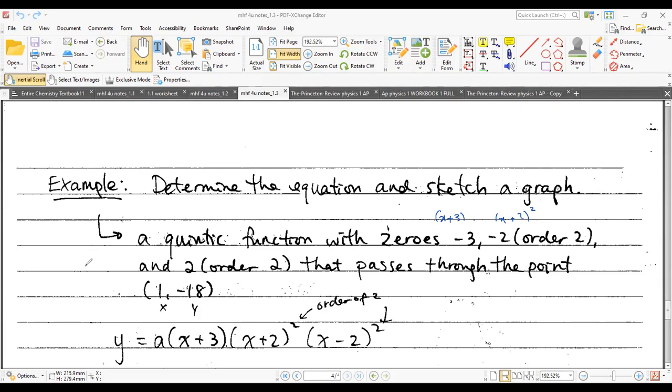And for this one, should be x minus 2, right? Because this is positive 2, here put negative. Order 2 means the power here is going to be power 2. Now this is the general form, x plus 3, the first one. There's x plus 2 power 2, the second one, and you multiply this by the third bracket, and a. To find a, instead of the x, I have to put what? Everywhere I put 1. And instead of the y, I put -18 and then solve for a.